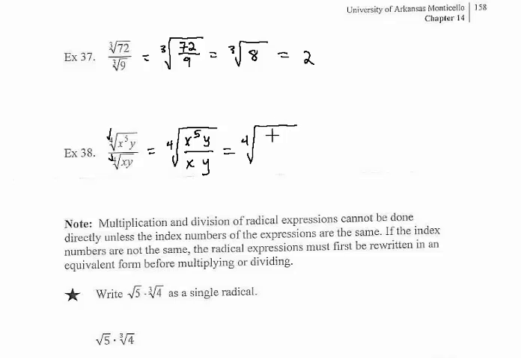Working from inside the radical, this x cancels out one of these on the top to leave us with the x to the 4th. Okay, 5 minus the one on the bottom is a 4, and then these y's just cancel each other out, and so there's no y's left inside the radical. Now our index matches the exponent, and so this reduces to a single x.